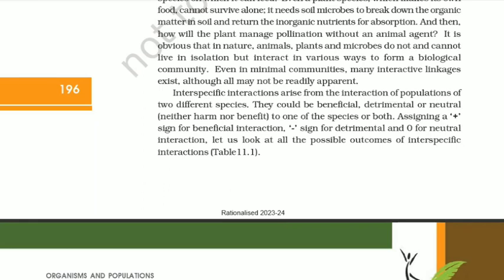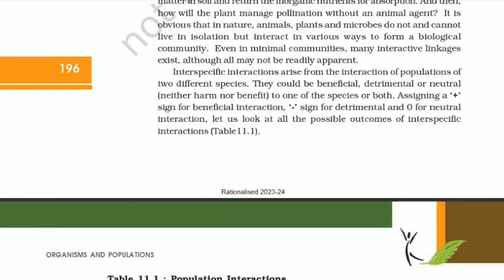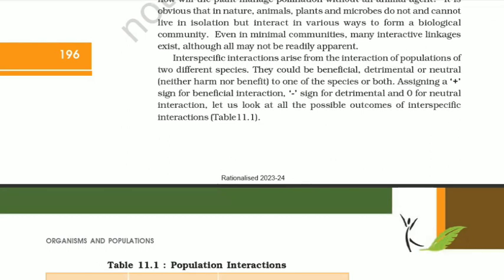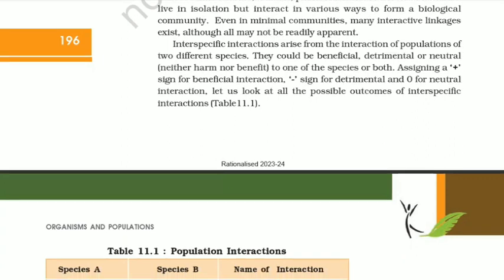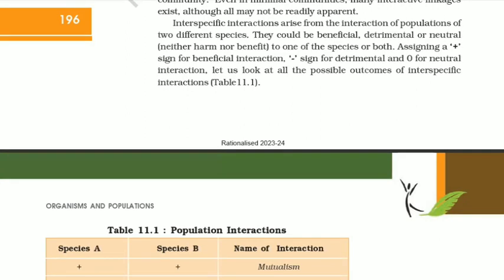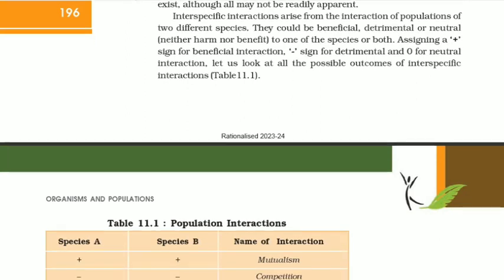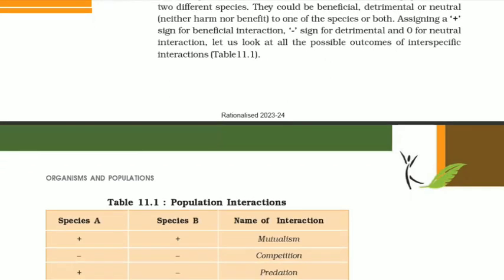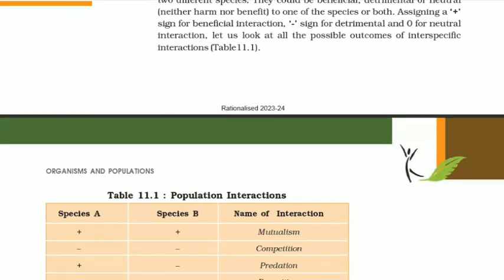It is obvious that in nature, animals, plants, and microbes do not and cannot live in isolation but interact in various ways to form a biological community. Even in minimal communities, many interactive linkages exist, although all may not be readily apparent. Interspecific interactions arise from the interaction of populations of two different species. They could be beneficial, detrimental, or neutral, that is, neither harm nor benefit to one of the species or both.